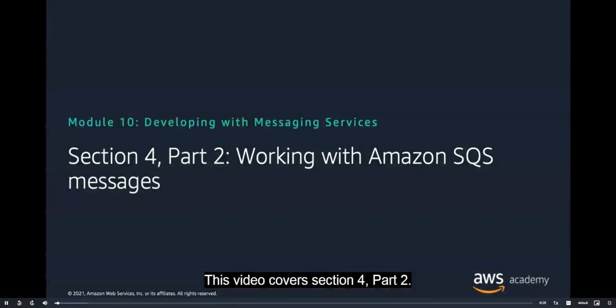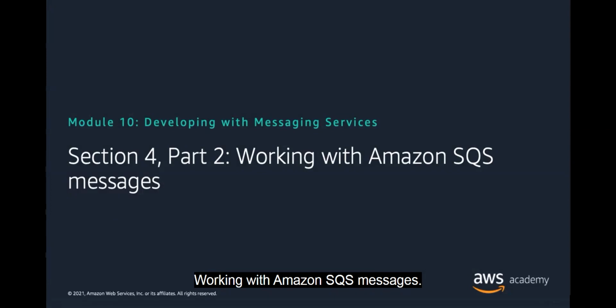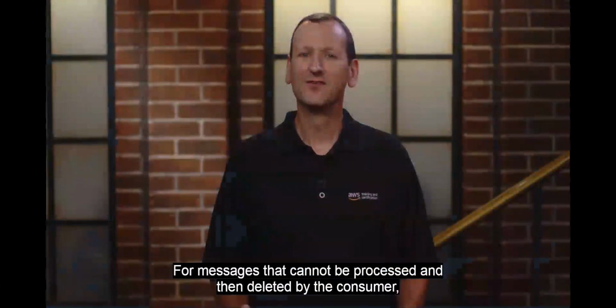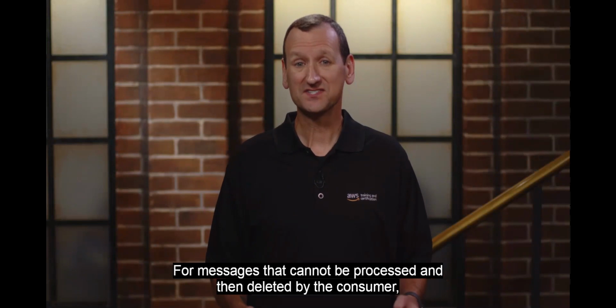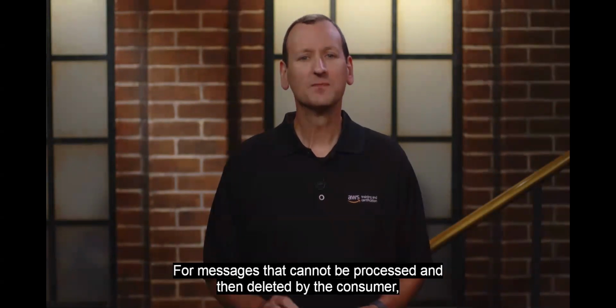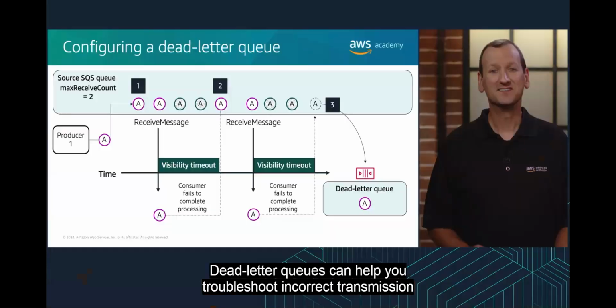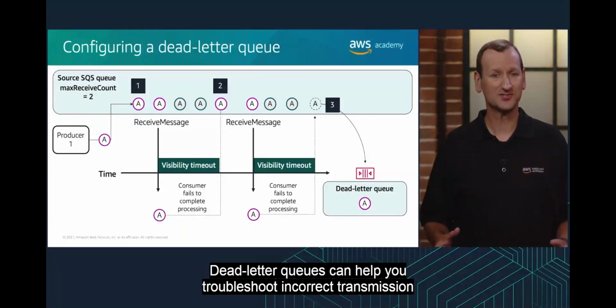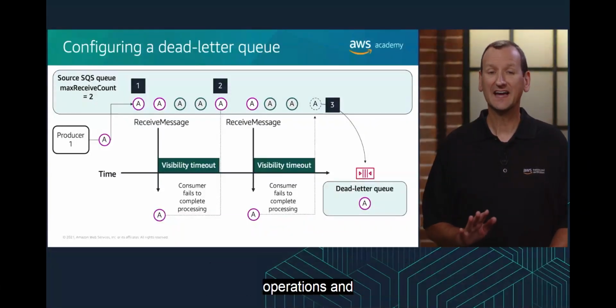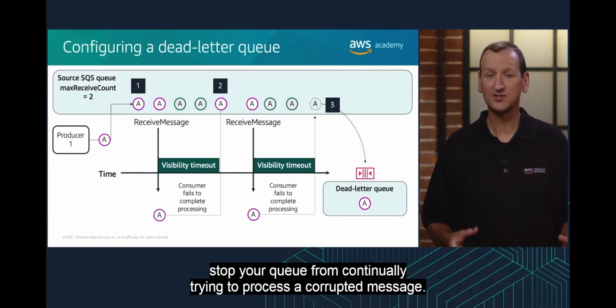For Part 2, Working with Amazon SQS Messages. For messages that cannot be processed and then deleted by the consumer, configure a dead letter queue in Amazon SQS. Dead letter queues can help you troubleshoot incorrect transmission operations and stop your queue from continually trying to process a corrupted message.